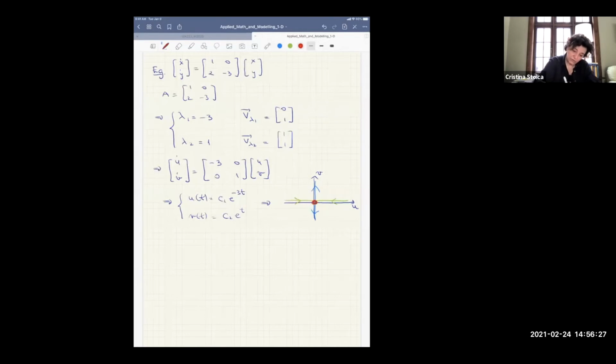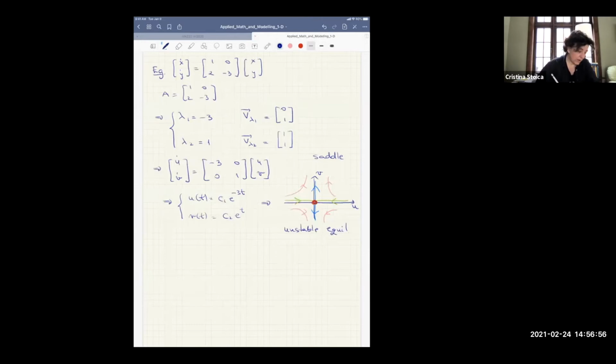So now if we're doing the phase curves, we immediately see that this is a saddle, right? So it's an unstable equilibrium, and it's a saddle. Okay, I think everybody is okay with this, right? But now we're going back to the XY coordinates.